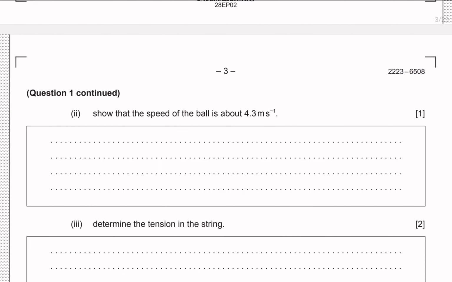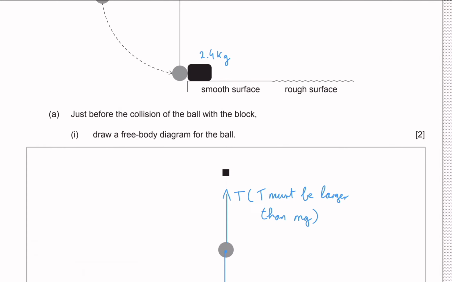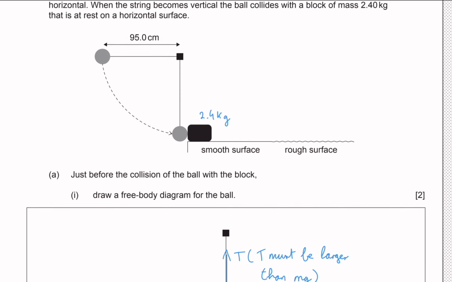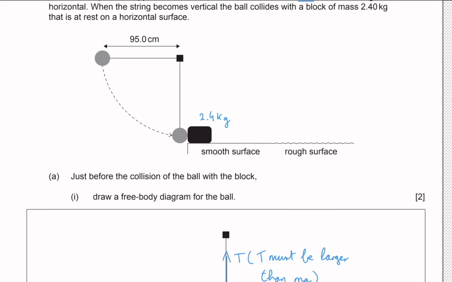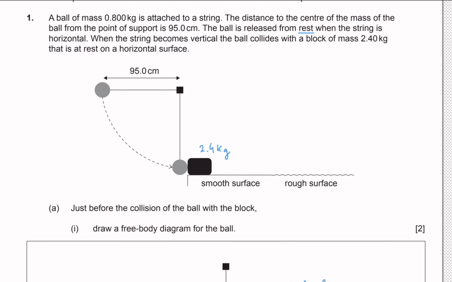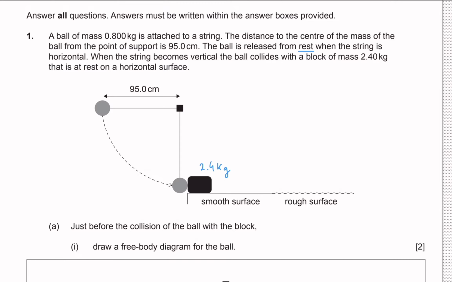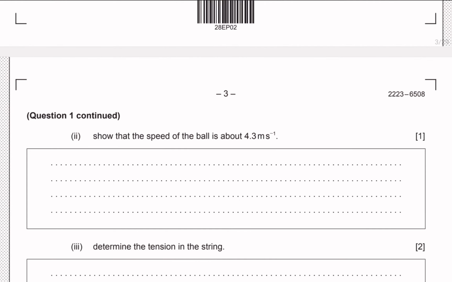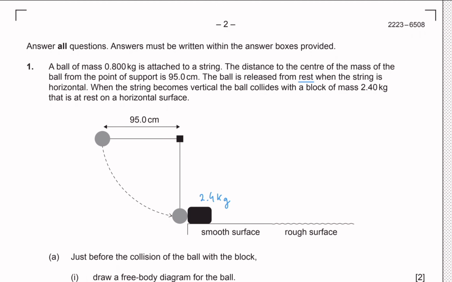And I'm going to show that the speed of the ball is about 4.3 meters per second, again, right before collision. So the easiest way to do this here is just to consider energy conservation, as energy must always be conserved. And then we just need to observe what kind of energy transformation is happening here. So we can label this situation 1 and we can label this situation 2.